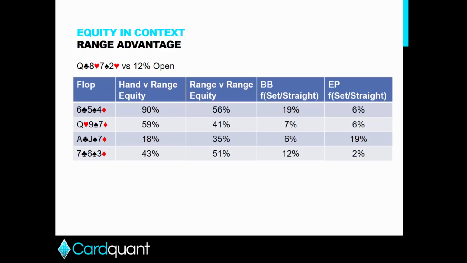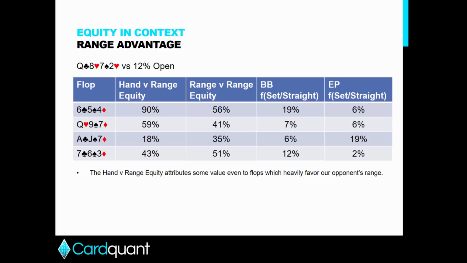Then we see the Ace-Jack-7, where our hand versus range equity is only 18%, and our range versus range equity is dire, it's 35%, and our opponent holds three times as many sets as we do, and almost all of his are aces. And then finally we see the 7-6-3 board, where our hand versus range equity is such that we're a dog, but we're slightly ahead in terms of equity range versus range, and we have six times as many straights or sets as our opponent does.